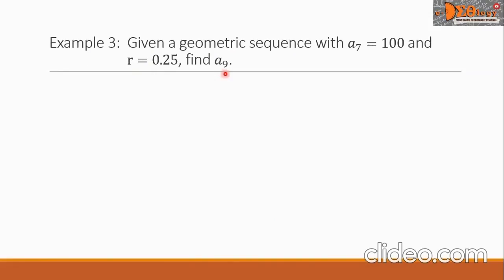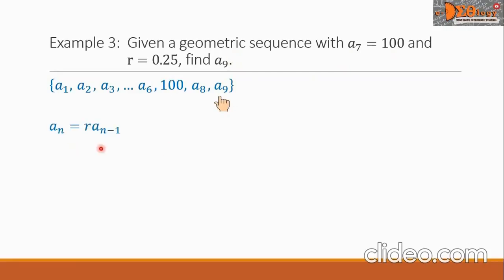For illustration, let us write 9 terms of the geometric sequence in general form, starting from a sub 1, a sub 2, a sub 3, up to a sub 6, followed by a sub 7. But since in our problem, given is the value of a sub 7 as 100, let us put it here. And then followed by a sub 8, and the last is a sub 9. And this a sub 9 is what we want in our problem here.